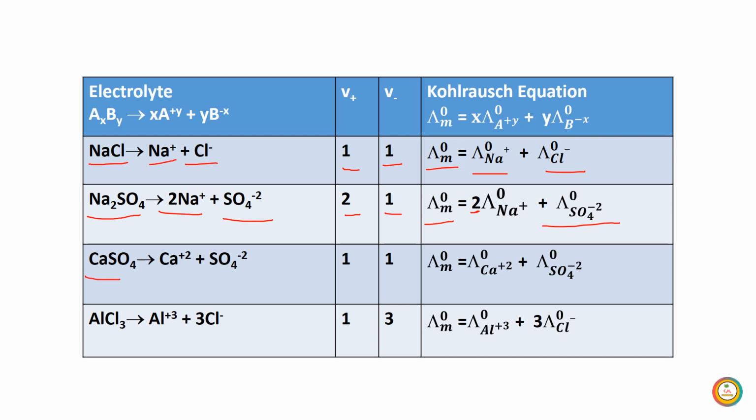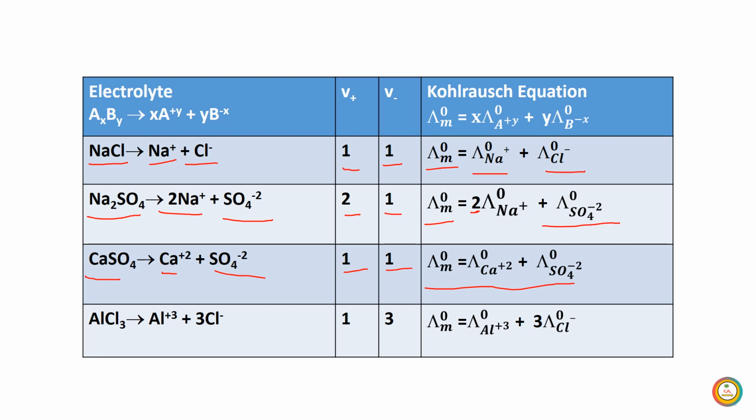For calcium sulfate, which produces a Ca2+ ion and a sulfate ion, the ν+ and ν- values respectively are 1 and 1. So the equation is λM0 equals λCa2+0 plus λ sulfate ion 0.